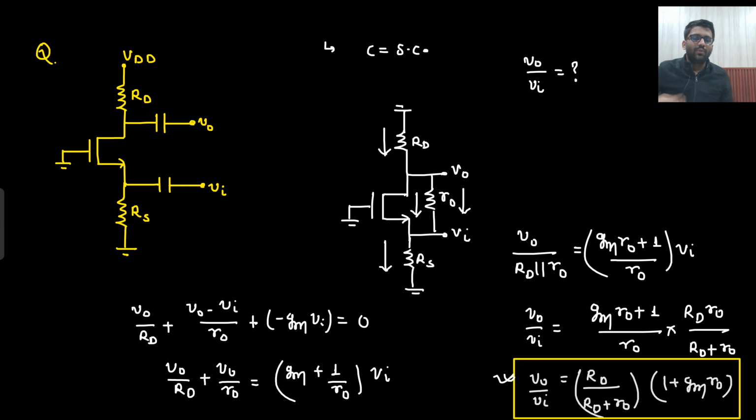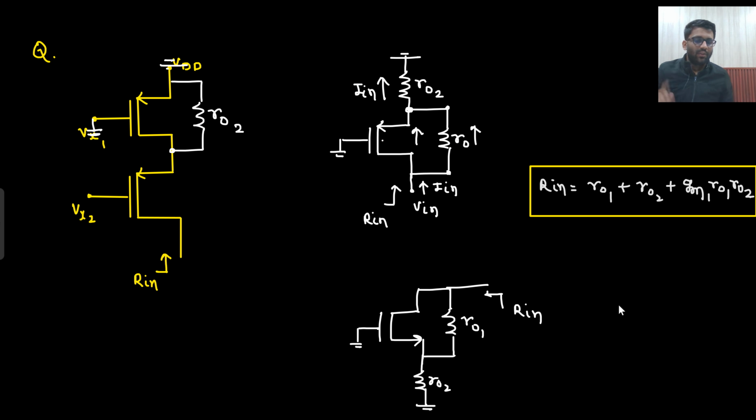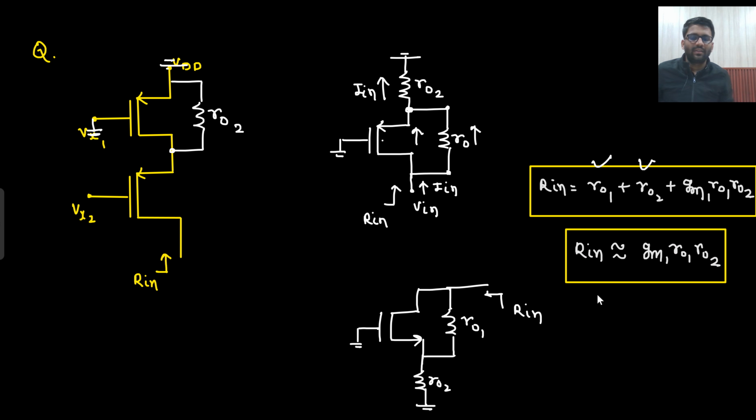Now usually in the examination as well you can get this option: R01, R02 and this gm R01 R02. This quantity, gm1 R01 R02, is very much larger than R01 and R02. So sometimes Rin can be approximately replaced with gm1 R01 R02. This could be the approximated answer, but you should remember the exact answer as well: R01 plus R02 plus gm1 R01 R02.